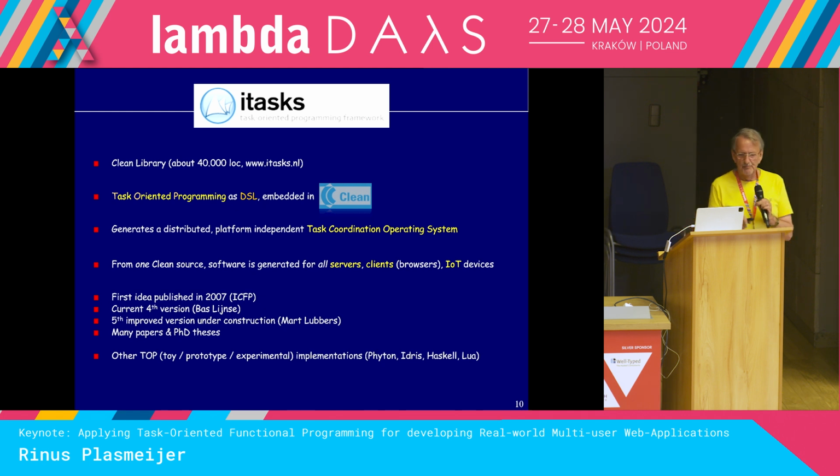To realize this, we made a library. It's about 40,000 lines of Clean code, which has an embedded domain-specific language, such that you can write down the application in terms of tasks. If you compile your program, it generates a kind of distributed task coordination system, which can run on several machines, such that when people work together, the information automatically goes from one user to the other. So from one Clean source, we generate code for the servers, for the clients, and even for the Internet of Things devices.